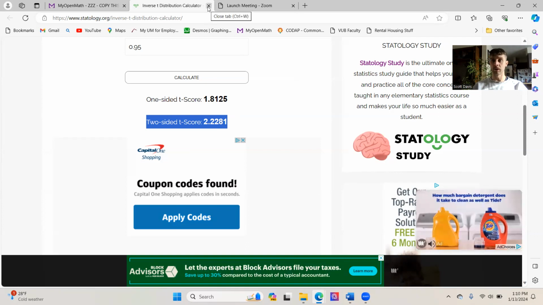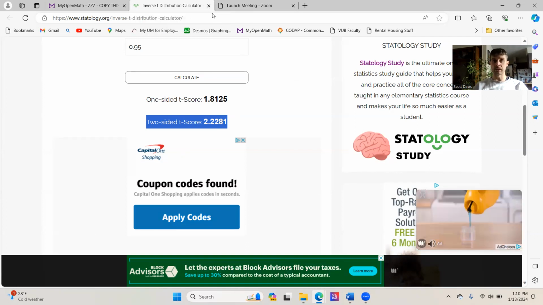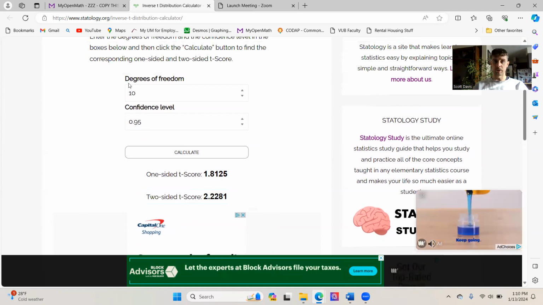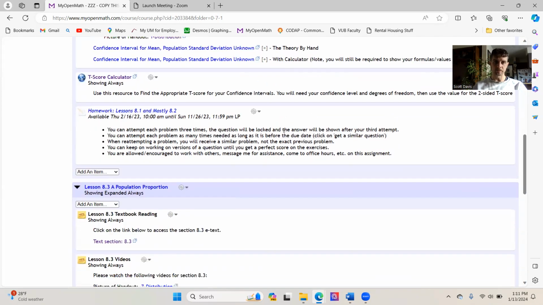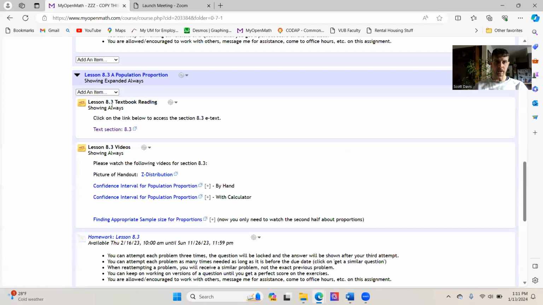So on your homework, when you're asked to give your t-score, make sure that you label the degrees of freedom and your confidence level, and then give that corresponding t-value. So I know where it came from in case the value is wrong. Was your degrees of freedom wrong? Was your confidence level wrong, for example? So you have online homework, and then lesson 3 is about proportions.